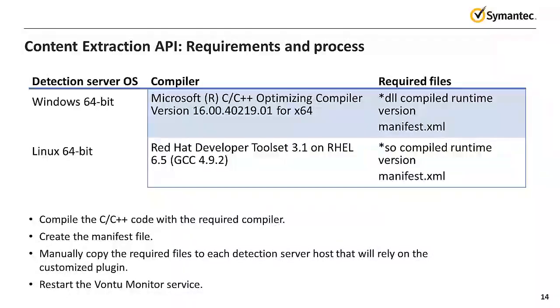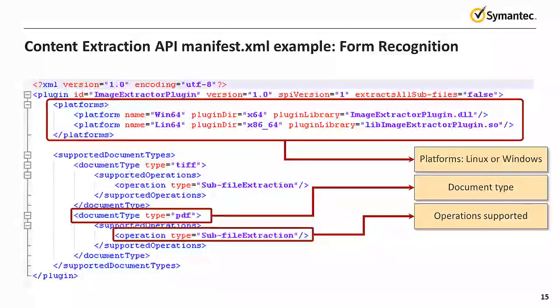CE plugins can be developed for both Linux and Windows-based detection servers. This table shows the requirements based on operating system. The CE API plugin deployment process is as follows. Compile the C or C++ code with the required compiler, create a manifest file, manually copy the required files to each detection server host that will rely on the customized plugin, and then restart the Vontu monitor service. Here is an example of a manifest.xml file. In this example, the image extractor plugin takes TIFF and PDF files and performs a customized subfile extraction operation.